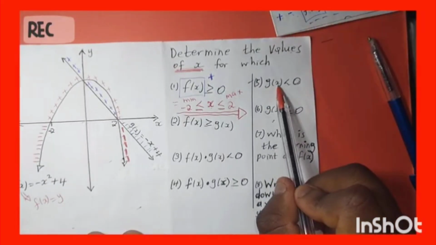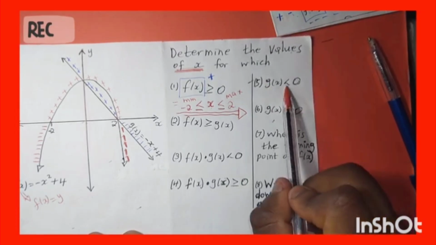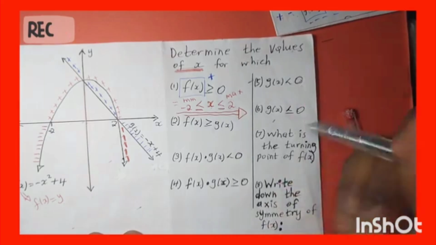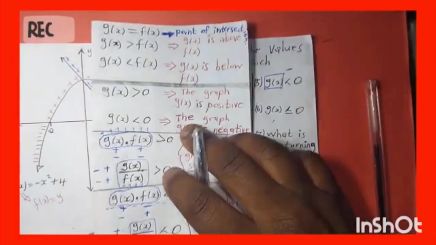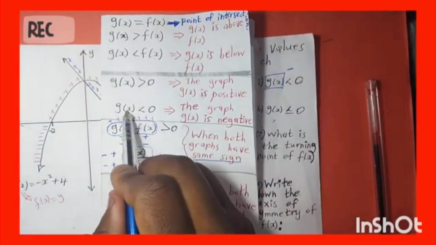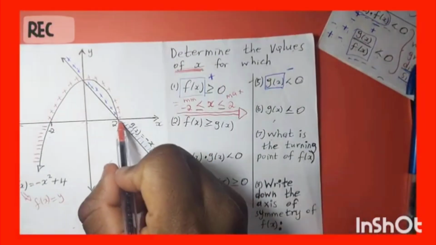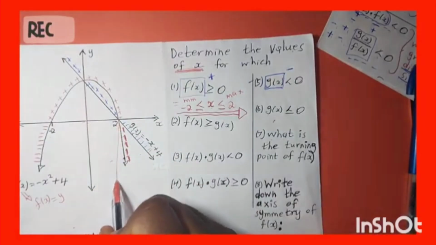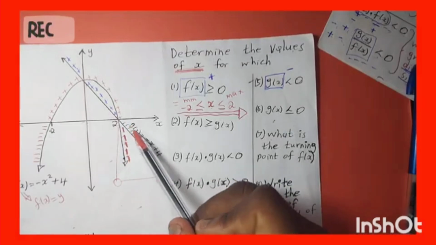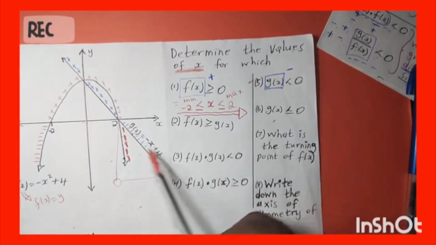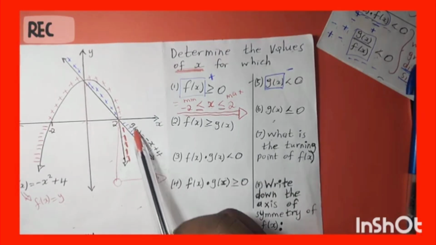For you to indicate the values of x for which g of x is less than 0, it simply says that something that is less than 0 is something that is what? It's negative. Remember when I told you that something that is less than 0 is the graph that is negative there. So that graph, guys, is negative from where? If you check here, when you go to your right side, the graph g of x will be negative starting from 2 and going on to that side. All that graph will become negative.